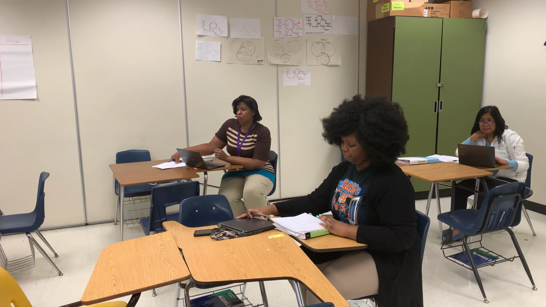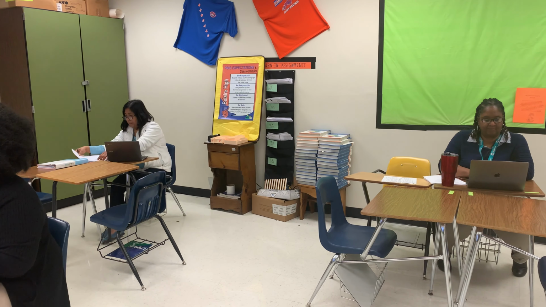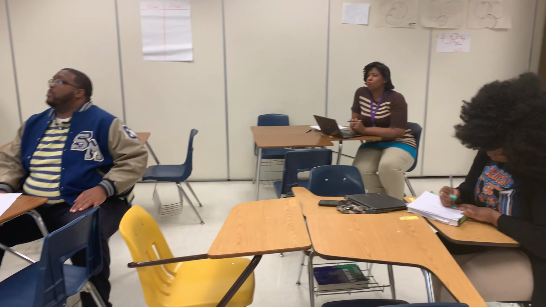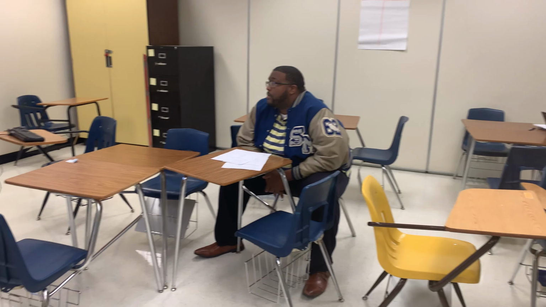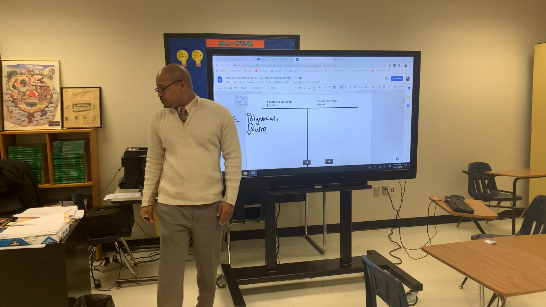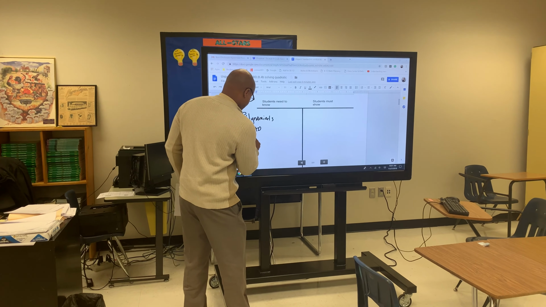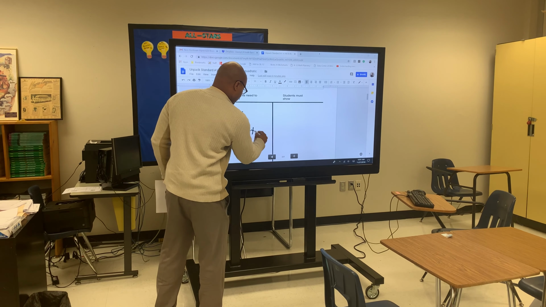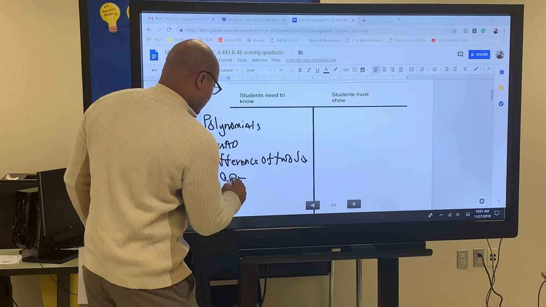Students need to know certain vocabulary. So I'm going to put vocab right here. What are the words? Polynomials, quadratics. All right, quadratics. What else? The difference of two squares. All right, the difference of two squares. The square in general. Square root. All right, square root. Probably need to refresh your memory on square root.